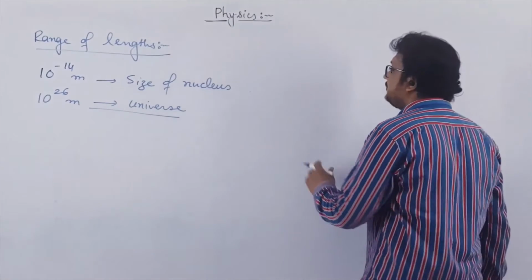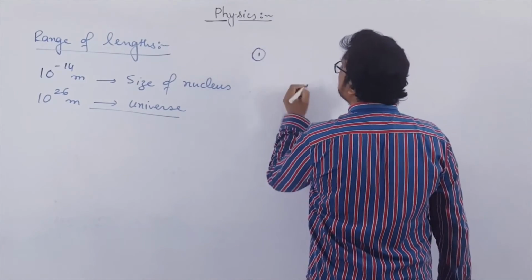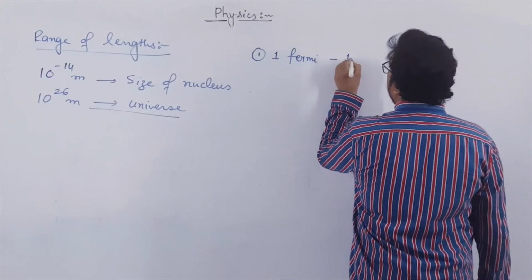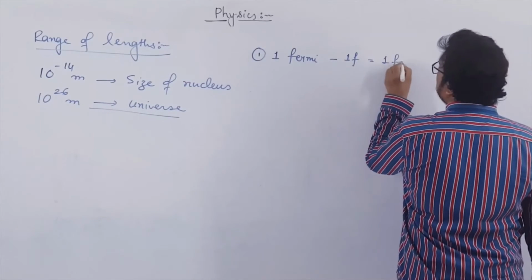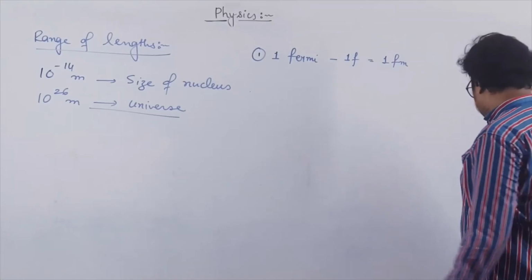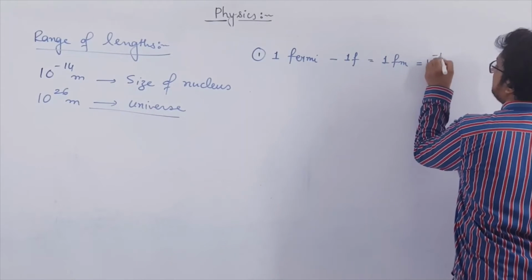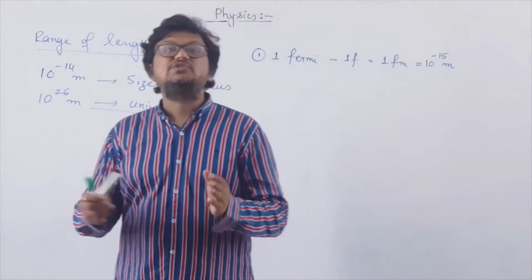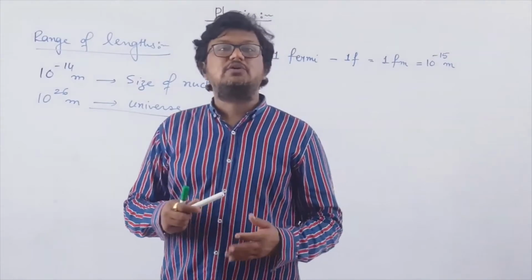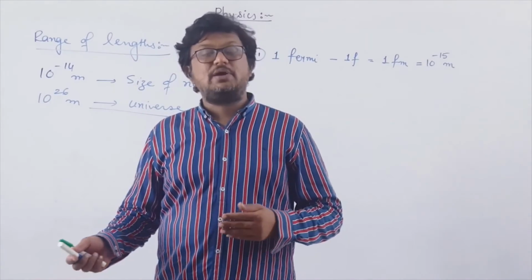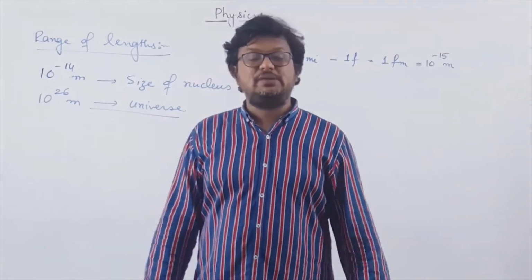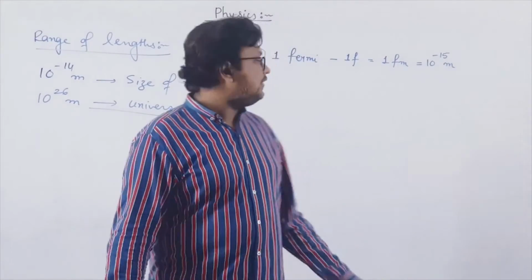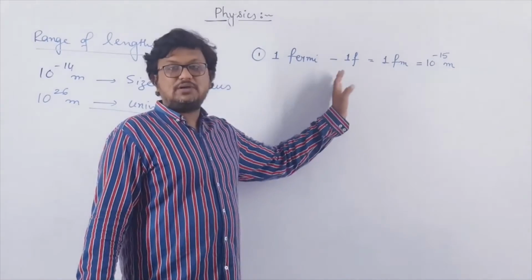The smallest unit which we will come across, the first one, is 1 Fermi, which is written as 1 F, or you can write 1 femtometer, 1 Fermi, right? Which is equal to 10 raised to minus 15 meter. While dealing with atomic physics or nuclear physics, meter is not an appropriate unit, because we will always come across the radius of a nucleus, of the order of 10 raised to minus 15 meter. So when we are dealing with distances of the order of 10 raised to minus 15 meter, we will use Fermi or femtometer, you can say 1 FM.